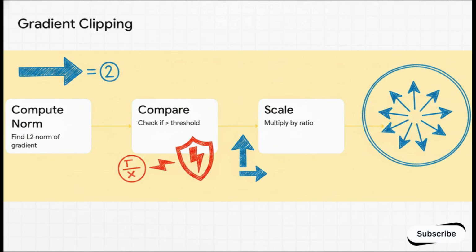Let's walk through it. If our gradient vector is 12 and 5, step 1 is to compute its L2 norm, which gives us 13. Step 2, we check if 13 is greater than our safe threshold, say 5.0. It definitely is. So step 3, we scale the entire vector down by multiplying it by 5 divided by 13. The result? We get a new gradient pointing in the exact same direction, but safely capped at a magnitude of exactly 5.0. That L2 leash literally stops the gradients from exploding.